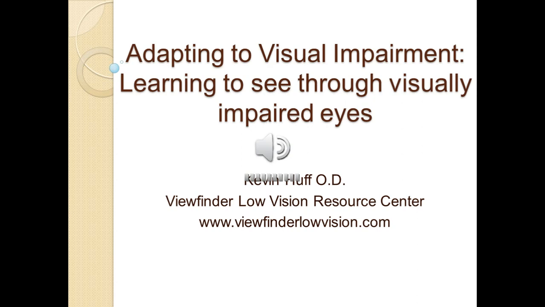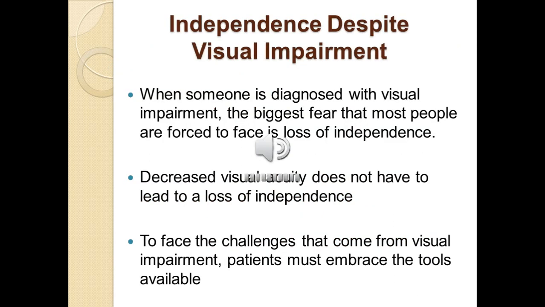I always start off by talking about what our goal is when we're working with someone who is visually impaired. Obviously, one of the biggest things that happens is there's a lot of fear involved. When you're first diagnosed with a visual impairment, the biggest fear that most people face is the loss of independence. I always tell people that decreased visual acuity really does not have to lead to a loss of independence. There are certain things that are going to be harder and that you will be more reliant on other people. But for the most part, people are able to stay quite independent as long as we embrace some of the tools that are available.